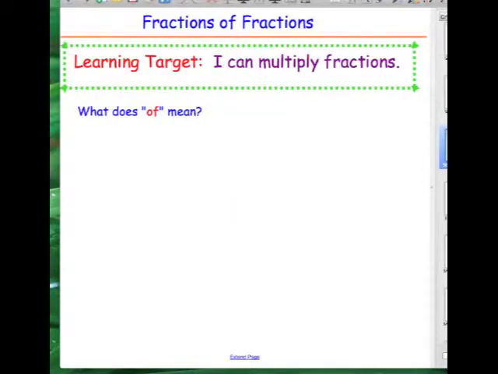For today, lesson 8.5, we're learning fractions of fractions. Now I want you guys to think about, what does of mean in math? What does of mean? So hopefully you guys are thinking that of means to multiply. Every time you hear of, you should think about multiplying.